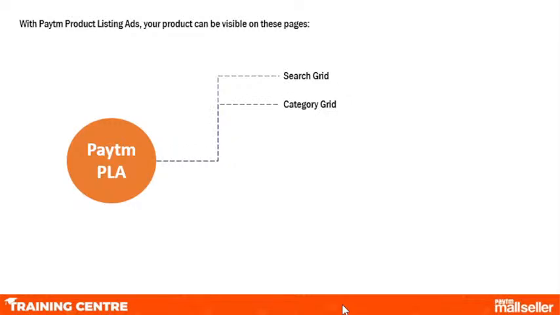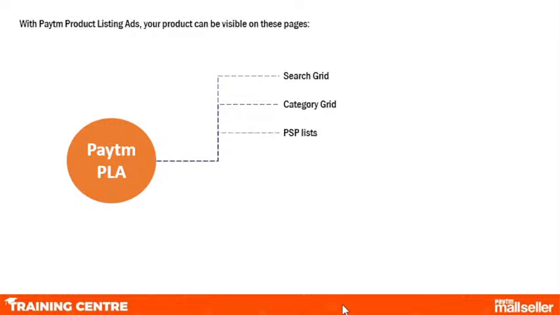Let me explain what is search grid. Search grid is the product grid that opens when a customer searches for any keyword. Secondly, category grid. Category grid opens when a customer navigates through the platform to reach a category section. For example, if a customer shops by a particular category on paytmmall.com, say men's fashion, and then chooses a subcategory like t-shirt, then the sponsored product ads will be displayed in the result.